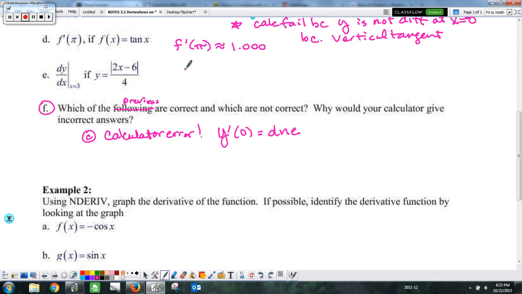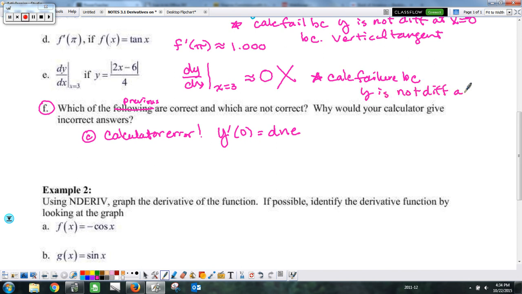And so that's actually a failure. Since I haven't done F, let's just make sure we kind of come in. I would say dy/dx evaluated at x equal to 3 is approximately, now it says 0. And then I'm going to go, wait, that's a problem. This is a calculator failure, because y is not differentiable at x equal to 3 because of the cusp. It's not smooth there. And so we're going to have to recognize that E has calculator error as well.